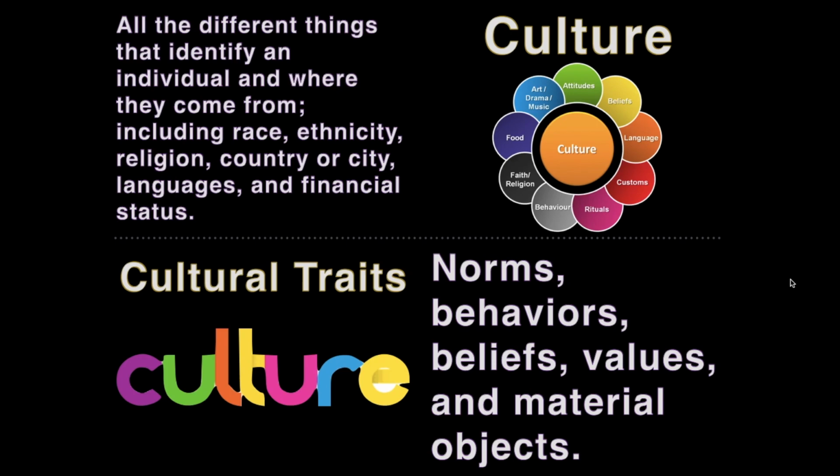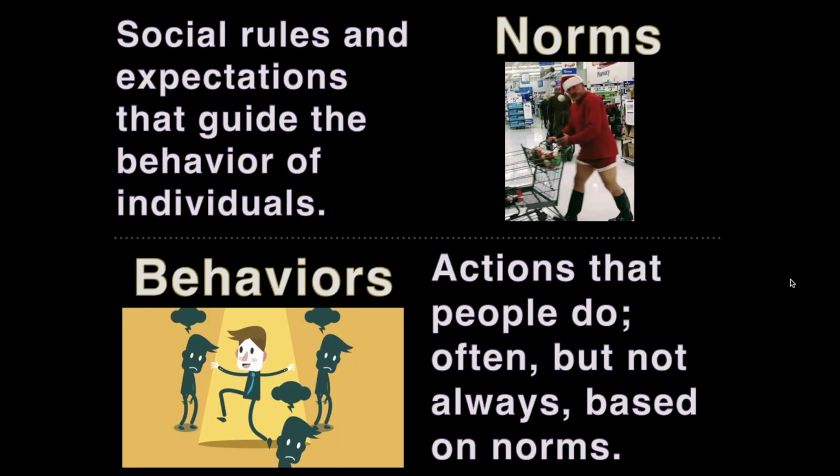And then cultural traits are just aspects of culture that you can see or study. So we have some listed here: norms, behaviors, beliefs, values, material objects. And we're going to go over all of those different types of cultural traits. So let's start with norms and behaviors, because those two go together.